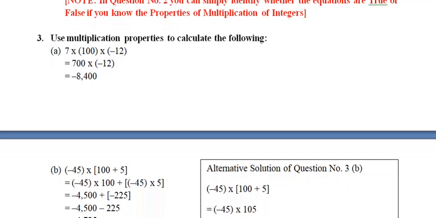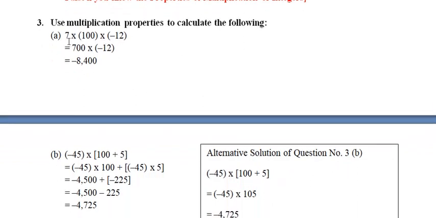Now using the property, you can multiply. It's very simple. You can simply multiply 100 into minus 12 also, or you can do 7 into 100. I have done 7 into 100, into minus 12, so it will be minus 8400.